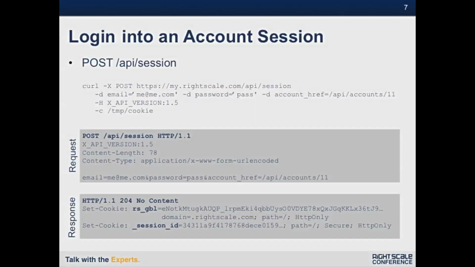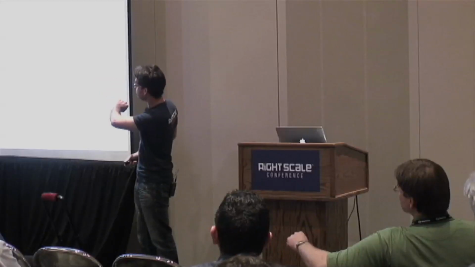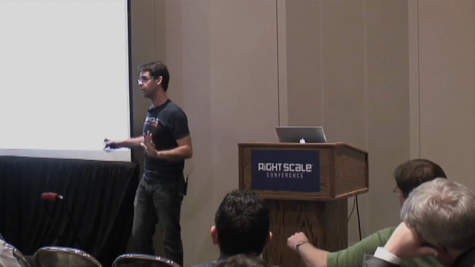You do this POST, you say you want to use API 1.5, and this example is with curl, where this option means any cookie that I get back, save it into these files. You do that, and from an HTTP perspective you will get a response that says 204, no content. Really, I don't have anything to give you except two cookies that you should save and pass to me every time you do more requests. So we do the POST, we get the cookies, and we're ready to start doing things.